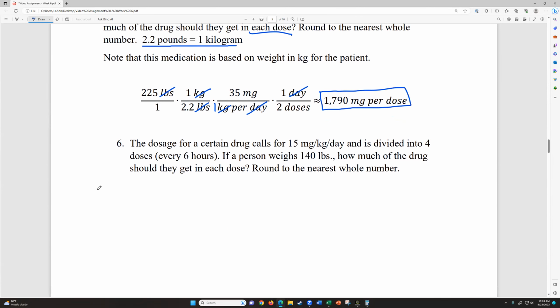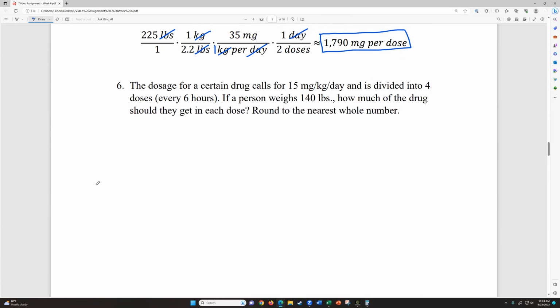Okay. So let's try one together, and this will be the end of our day 1 video. The dosage for a certain drug calls for 15 milligrams per 1 kilogram per 1 day. It's going to be divided into 4 doses, so every 6 hours. If a person weighs 140 pounds, how much of the drug should they get in each dose? Round to the nearest whole. So we're going to, again, start with our patient, 140 pounds over 1.